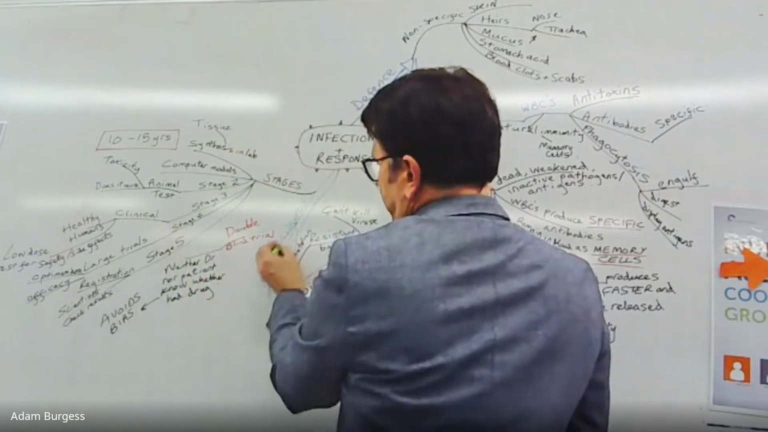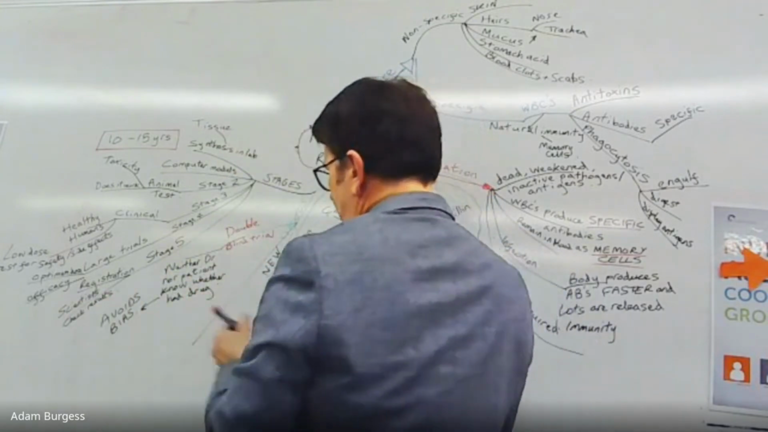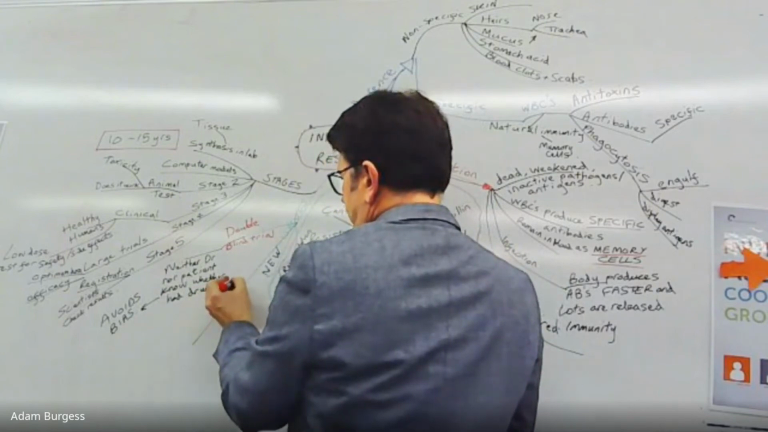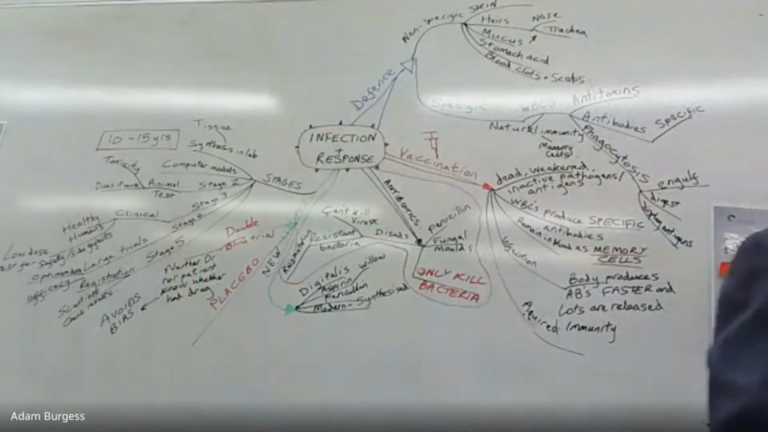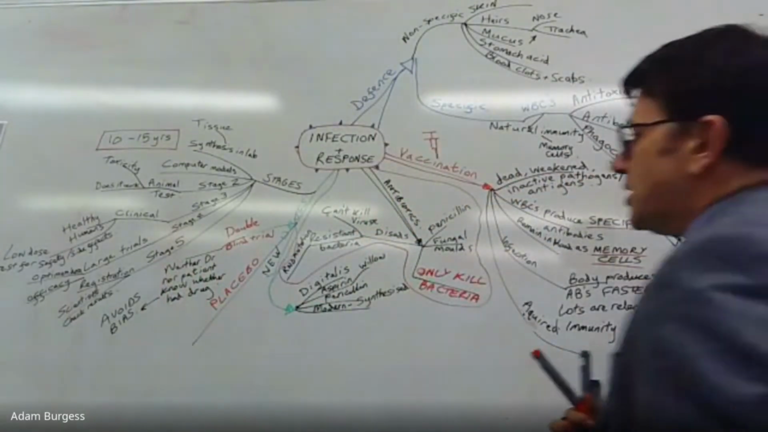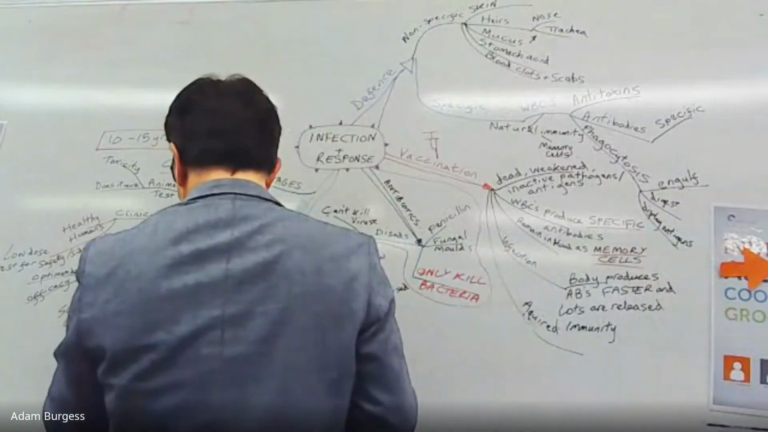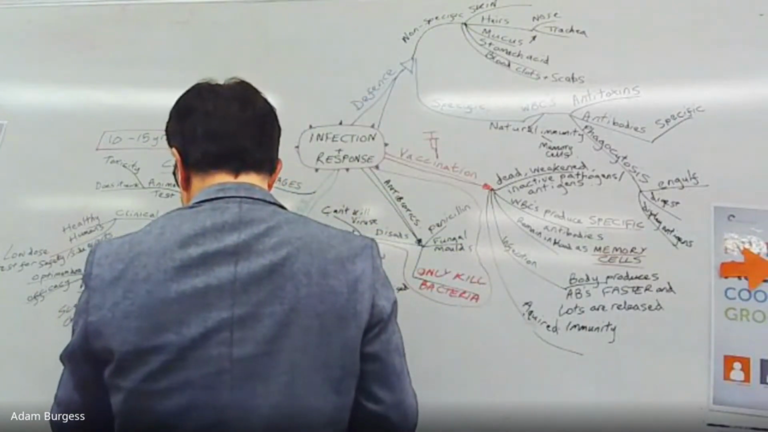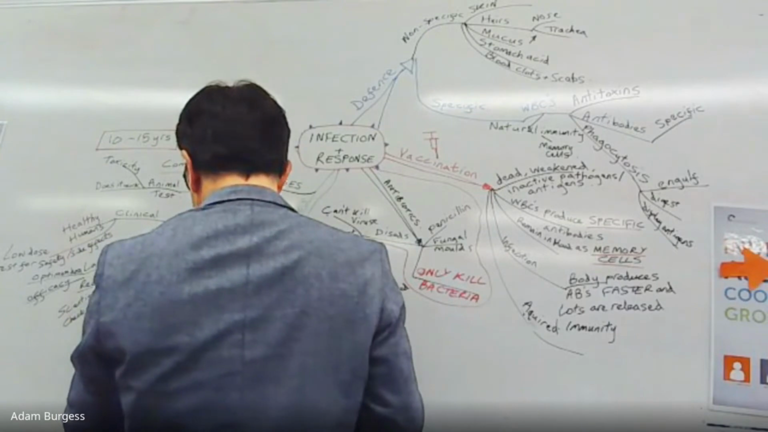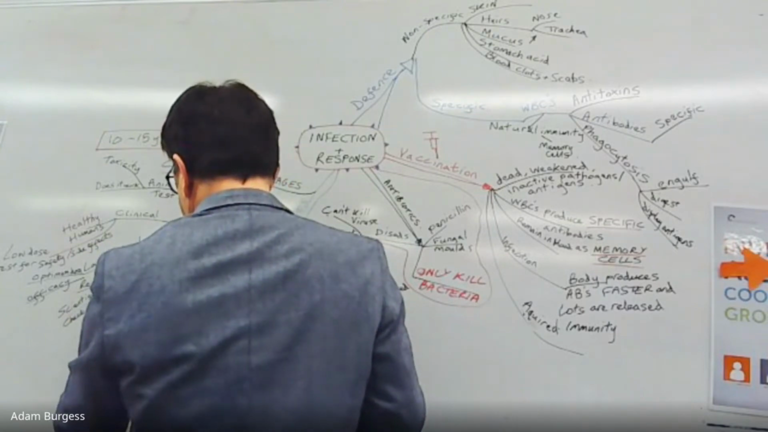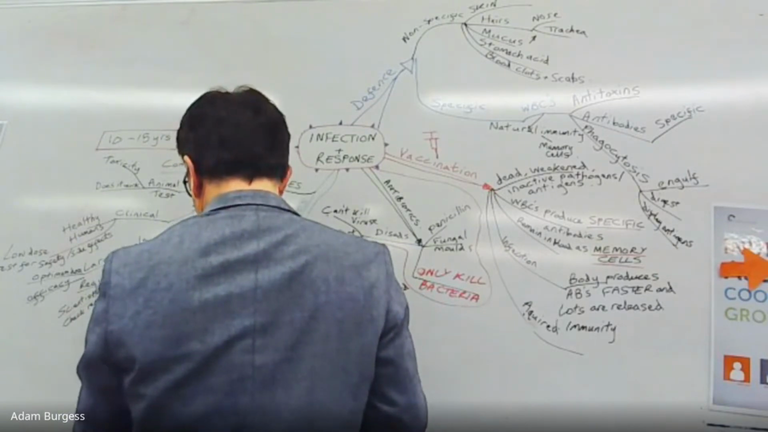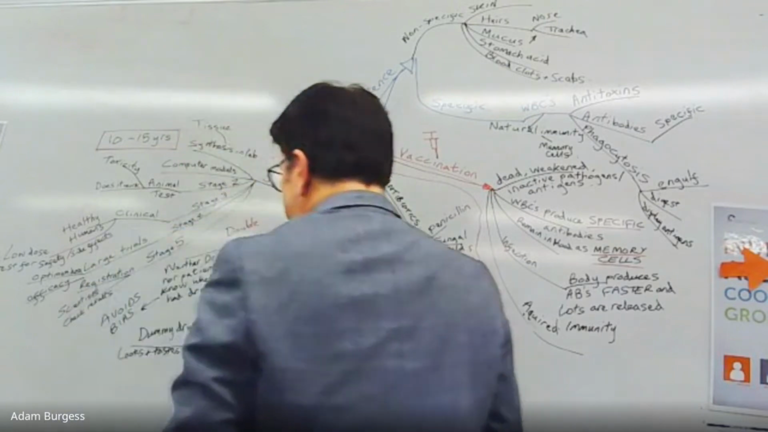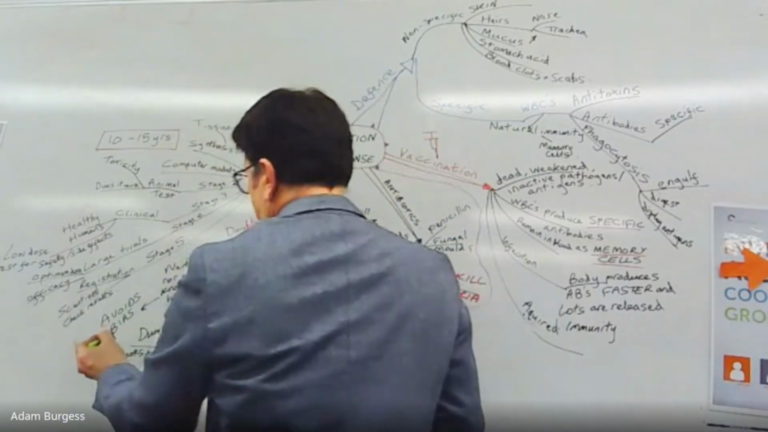Okay, and then another important word is placebo. So placebo is like a dummy drug. It looks and tastes the same. So you don't know whether you've had the real drug or the placebo. And again, that avoids bias.